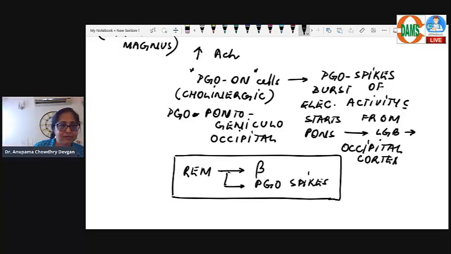What is responsible for PGO spikes? PGO on cells, which are cholinergic. This question has been asked. Which neurotransmitter is associated with PGO spikes? Your answer is acetylcholine, right? The neurotransmitter associated with PGO spikes is acetylcholine. These are from PGO on cells, which are cholinergic.